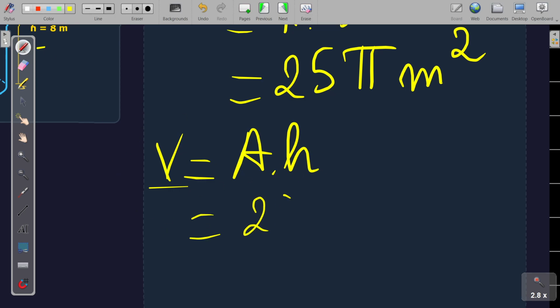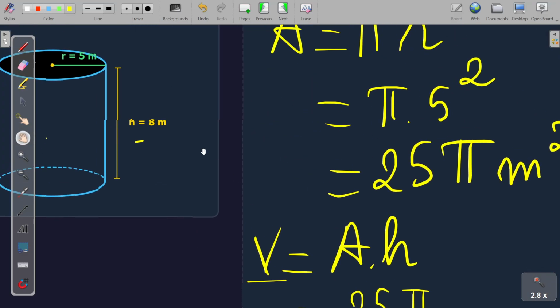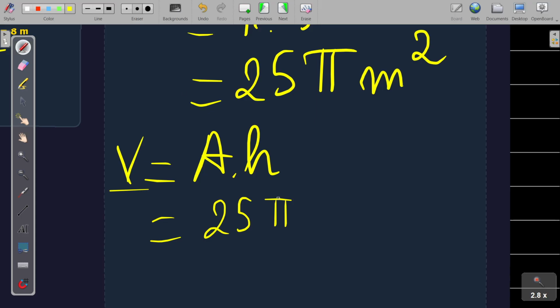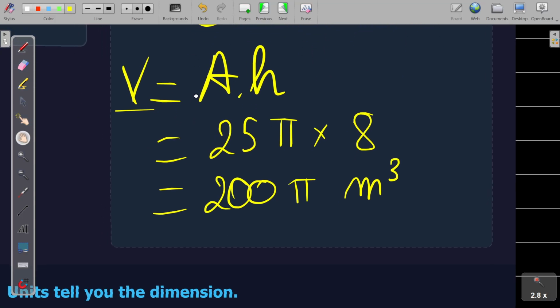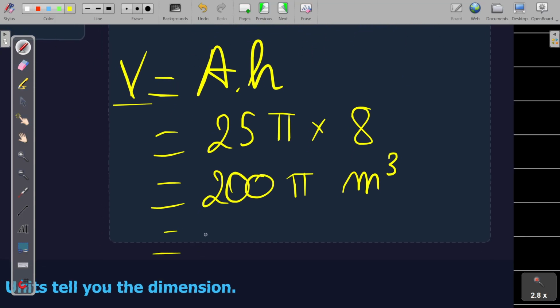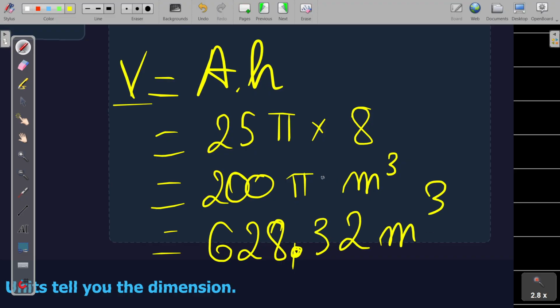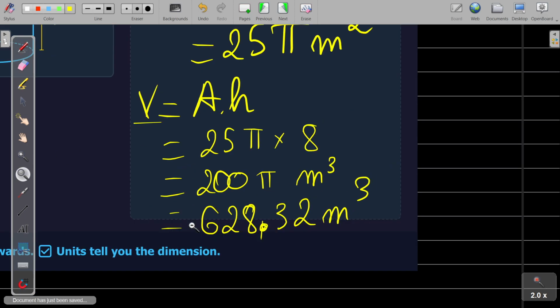So let's multiply. We have 25 pi, and what is our depth? It is 8 meters, so let's multiply by 8. This should give us 200 pi meters cubed. Remember to make it cubed or you lose your points, of course. And if you want the exact number in the calculator, it should show something like 628.32 meters cubed. But usually this step is a calculator step, so I usually just end it at 200 pi, and that should be fine as well.